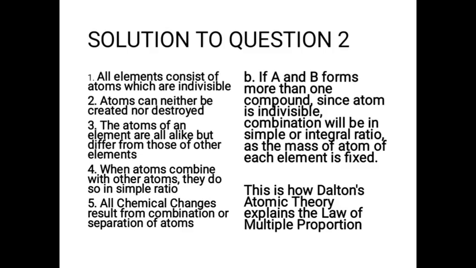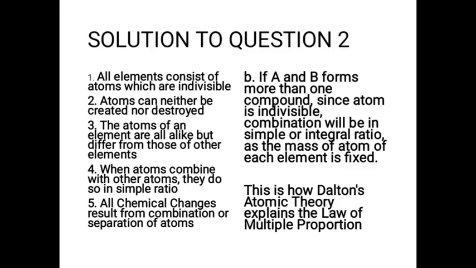Number 1, in Dalton's atomic theory, all elements consist of atoms which are indivisible. Number 2, atoms can neither be created nor destroyed. Number 3, atoms of an element are all alike but differ from those of other elements. Number 4, when atoms combine with other atoms, they do so in simple ratio. And number 5, all chemical changes result from combination or separation of atoms. So WAEC expects you to answer 3 out of them.